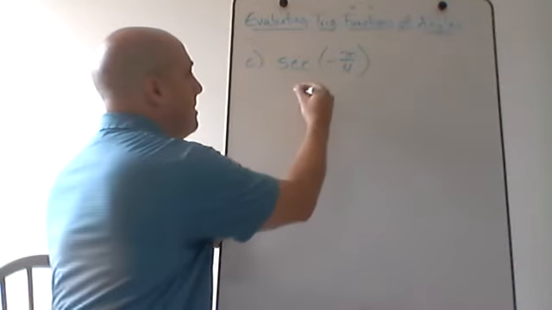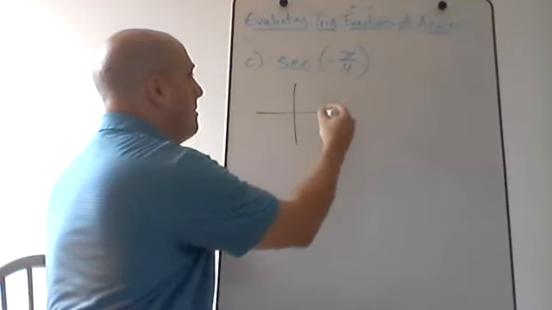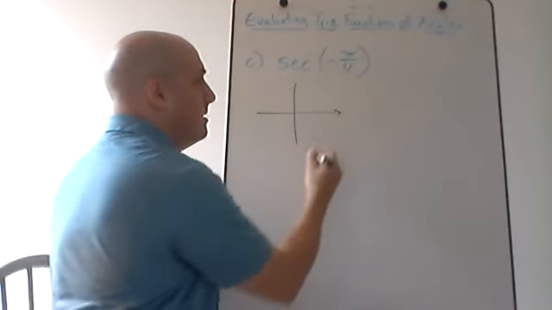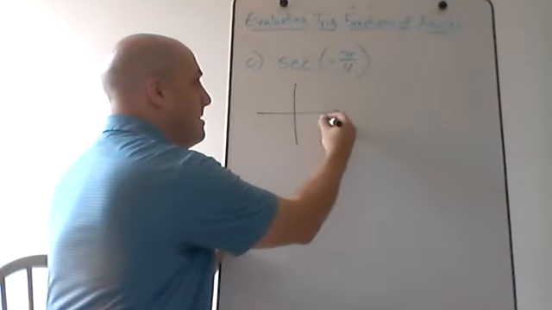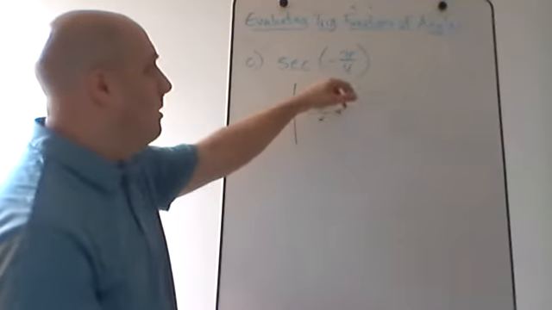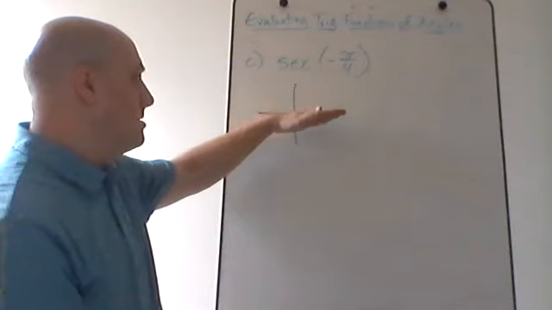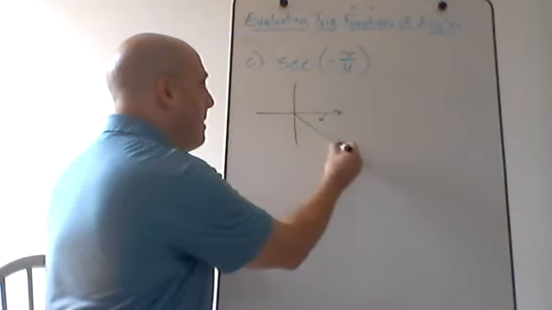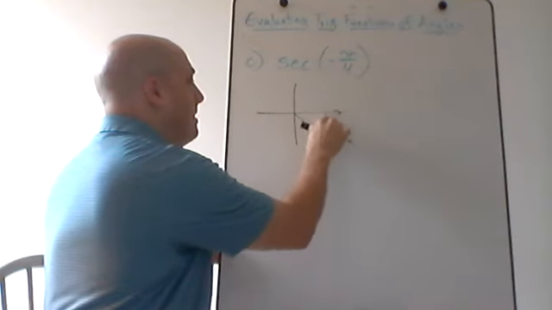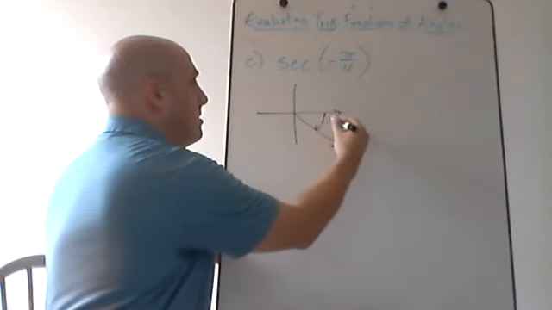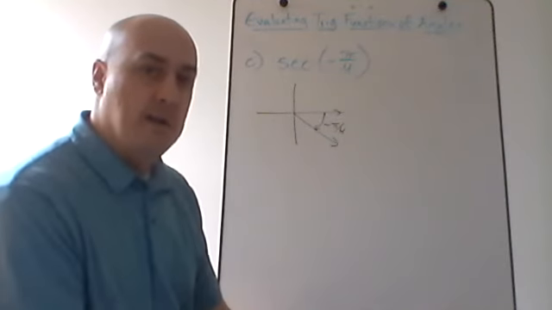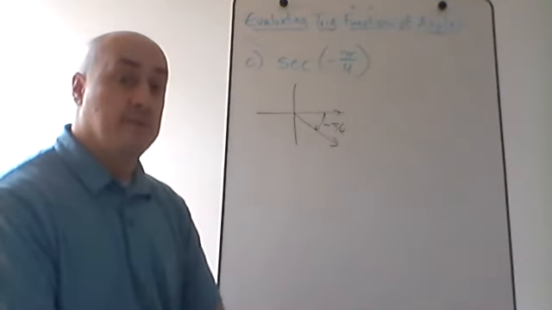All right, so first thing, in which quadrant am I going to find negative pi over 4? It's a negative angle, which means I'm starting on my positive x-axis, but I'm rotating in this direction. And pi over 4, if I go pi over 4, that's just halfway through that first quadrant. So if I do negative pi over 4, that's going to be halfway through my fourth quadrant. All right, so there's my angle of negative pi over 4, and my terminal side is in the fourth quadrant.